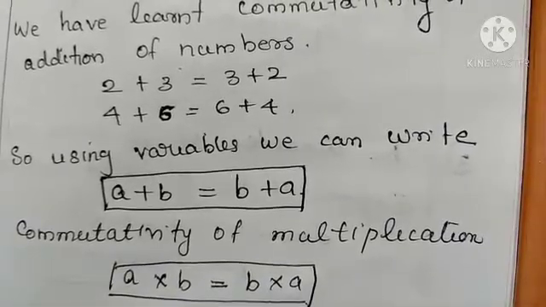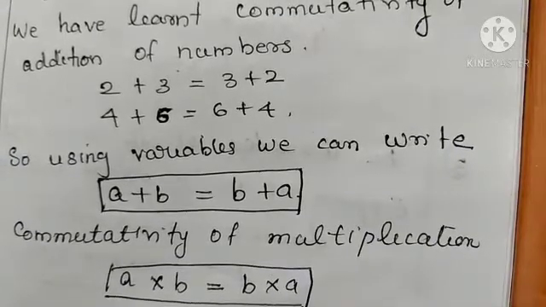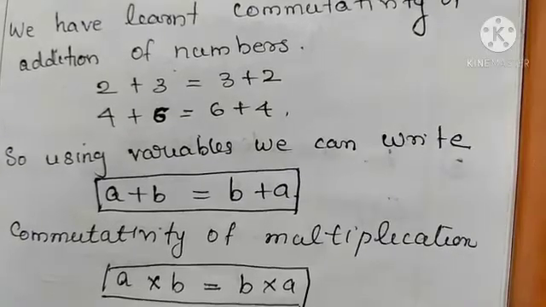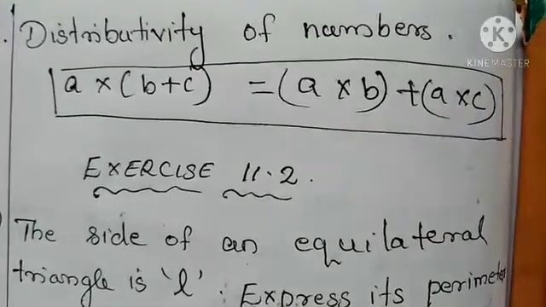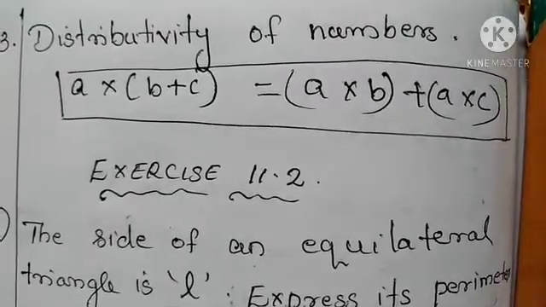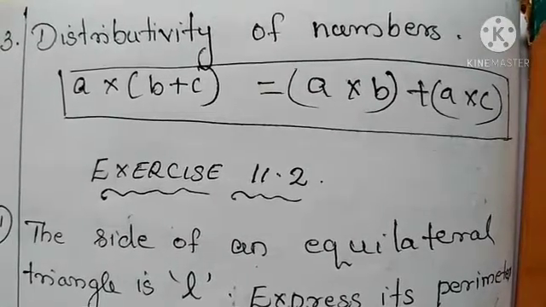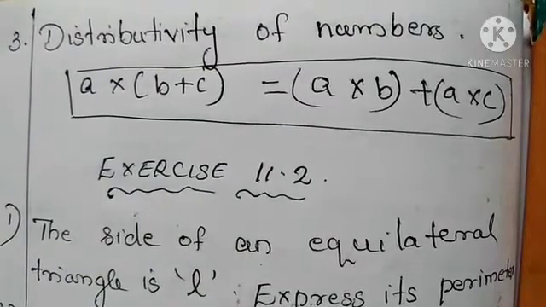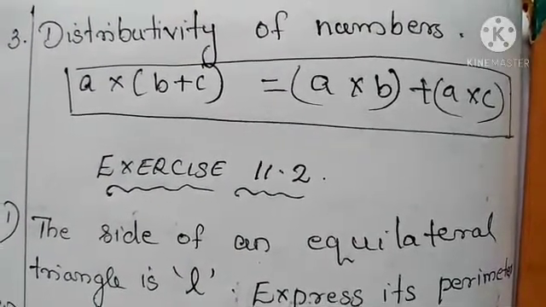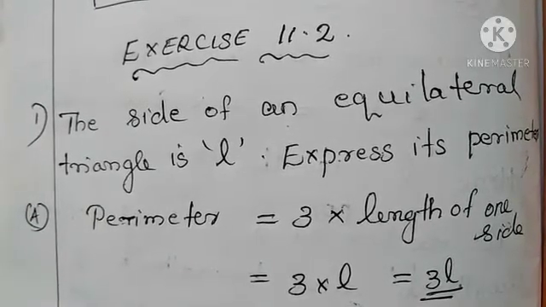a plus b equal to b plus a, commutativity for addition. Commutativity of multiplication will be a into b equal to b into a. This is an application of algebra. We can use this concept in the distributivity of numbers also. a into (b plus c) equal to a into b plus a into c. Here a, b, c are the variables, and we can assign any value for these variables. Based upon this, we can do exercise 11.2.